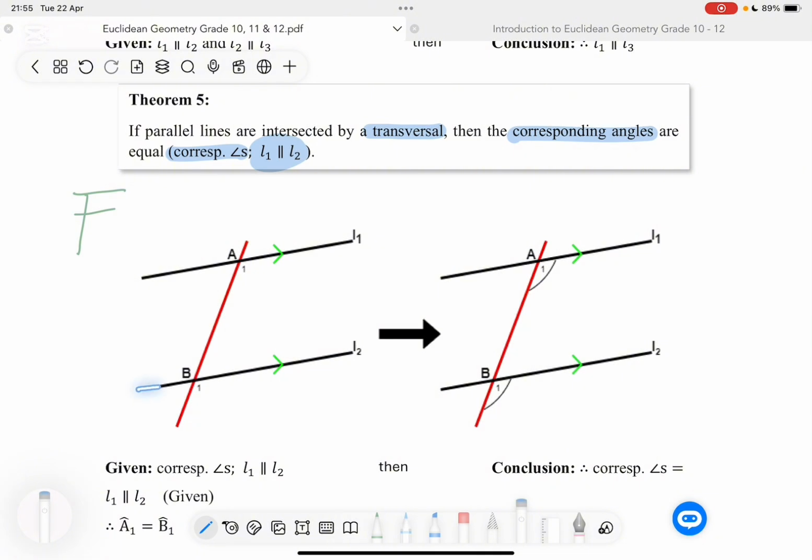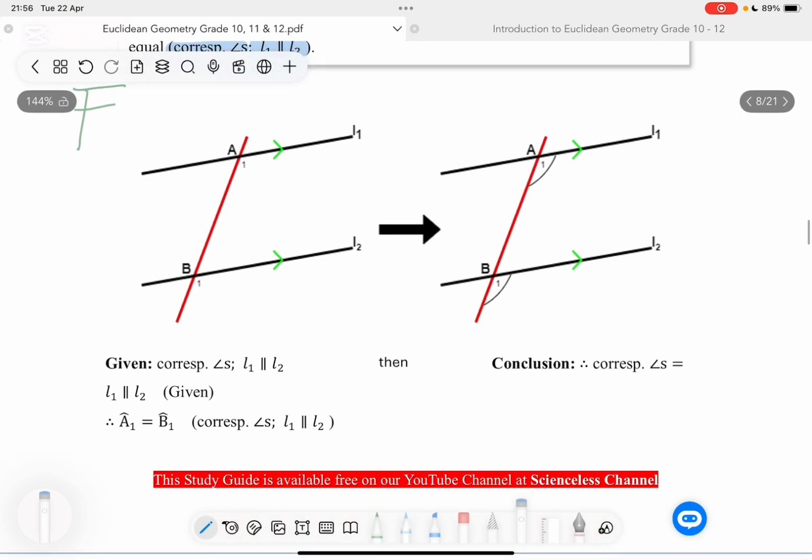And the same is true this side. We can see the same thing here. This one and this one are corresponding and therefore they're equal. Also this one and this one are corresponding and therefore they're equal. We only used A1 and B1 in this situation just to simplify this theorem, but you must be able to see it from all the directions.